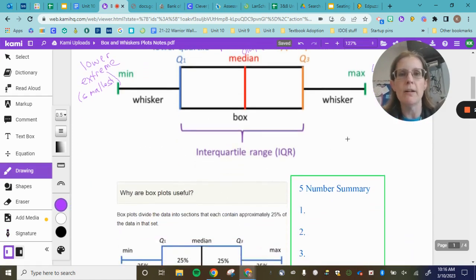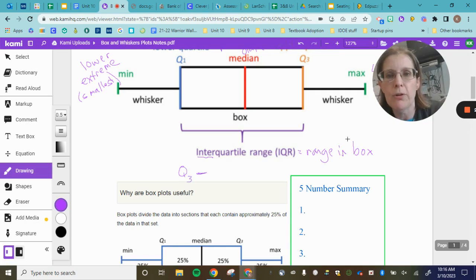And one of the most important measurements is the interquartile range. So regular range would be the upper extreme minus the lower extreme because it's the biggest minus the smallest. But interquartile range is the range in the box. So half of our data would be there because 1/4 and 1/4 is half of our data. And what you do to find interquartile range is you do the Q3, the third quartile, minus the first quartile.